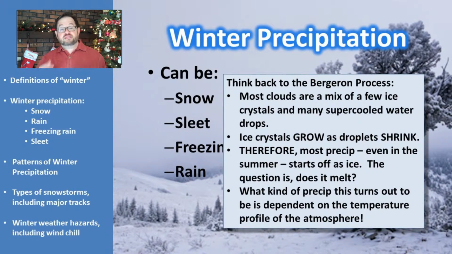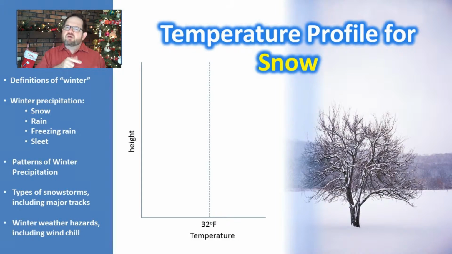We're going to need to know what the temperature profile is in the atmosphere in order to know what kind of precipitation we're going to get at the surface. And we're going to be working with a series of diagrams that look like this, where there is height on the y-axis and temperature on the x-axis.